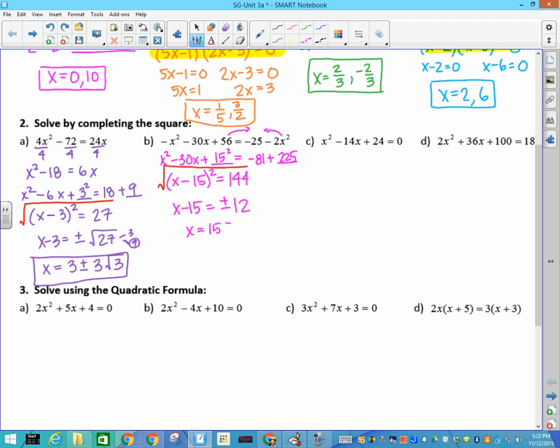So 15 plus or minus 12, and I can't leave it like that because that can be simplified. These two numbers can be combined. So 15 plus 12 is 27, and 15 minus 12 is 3.